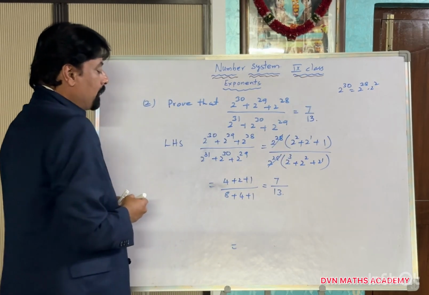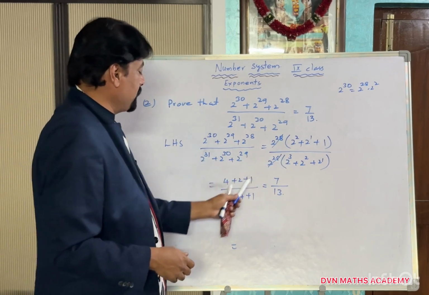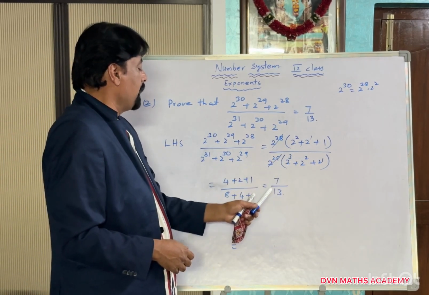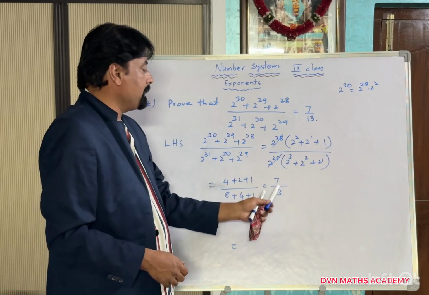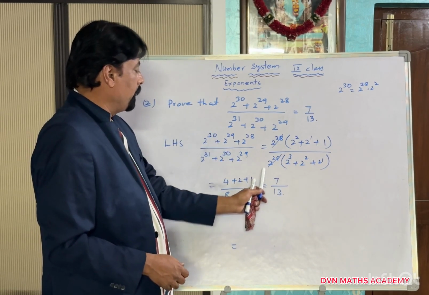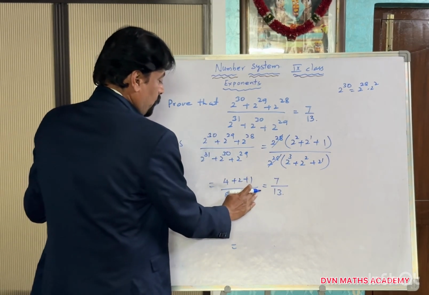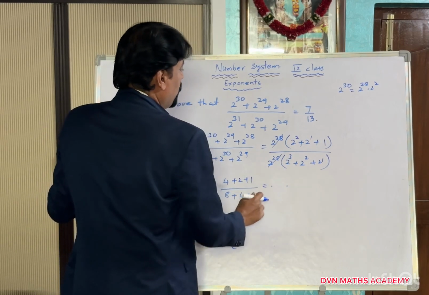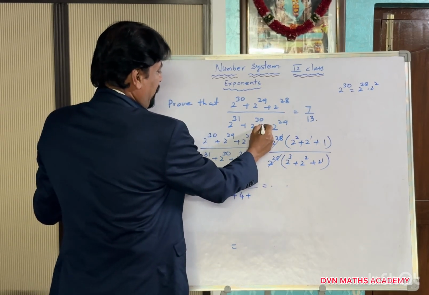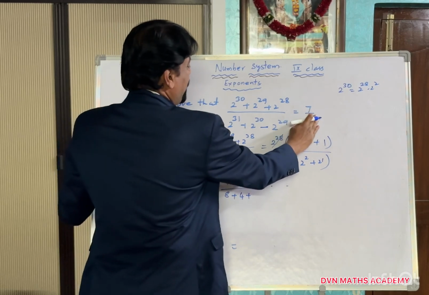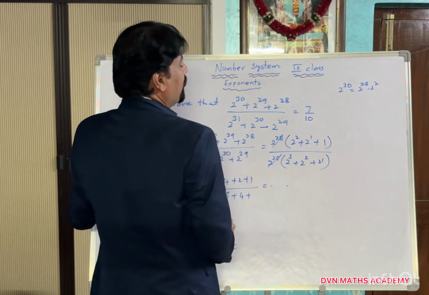I'm sorry. So this is 2 to the power of 3 is 8 and 2 to the power of 2 is 4 and 2 to the power of 1 is 2. I think the question is here minus. I think the question is minus and it will become 7 by 10.